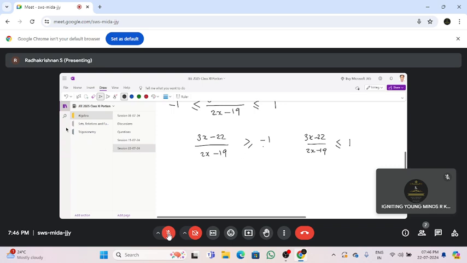Since we don't know whether it is positive or negative, we are trying to determine x, and so obviously we don't know the value of 2x minus 19. We don't know whether it is positive or negative. That is what we are trying to find out. So that is why we cannot multiply both sides by that value. Therefore, what we should do is make the right hand side 0. That is the way you solve the inequality.